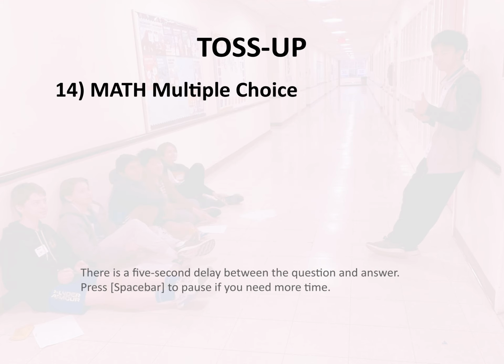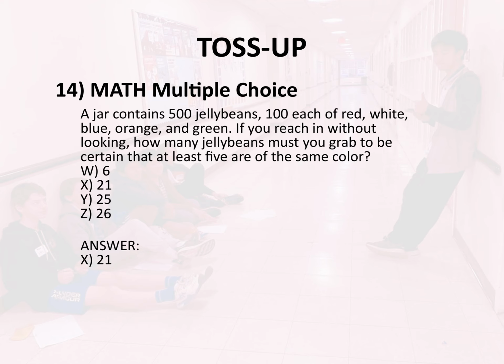Toss-up 14. Math. Multiple choice. A jar contains 500 jelly beans, 100 each of red, white, blue, orange, and green. If you reach in without looking, how many jelly beans must you grab to be certain that at least 5 are of the same color? W. 6. X. 21. Y. 25. Z. 26. Answer: X. 21.